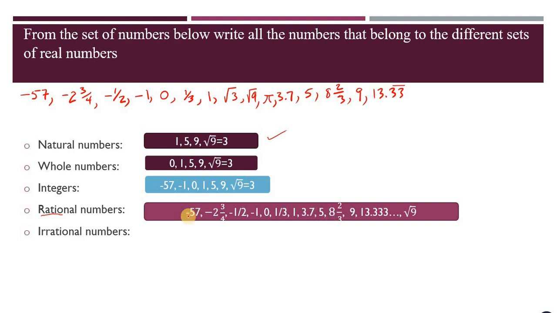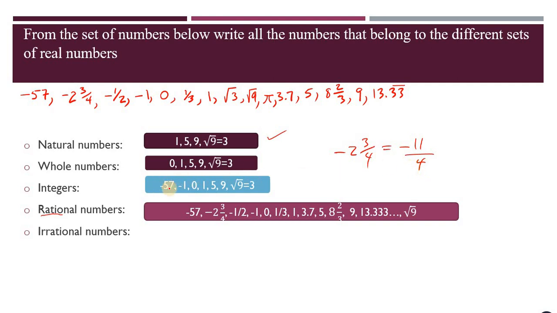If we look at this, negative 57 can be written as a fraction, negative 57 over 1, where both negative 57 and 1 are integers. Negative 2 and 3 over 4, can that be written as a common fraction with an integer in the numerator and denominator? Sure. If we look at negative 2 and 3 over 4, we can convert it to an improper fraction. 4 times 2 is 8, plus 3 is 11, so that's negative 11 divided by 4. In the numerator, we have an integer, and in the denominator, we also have an integer.